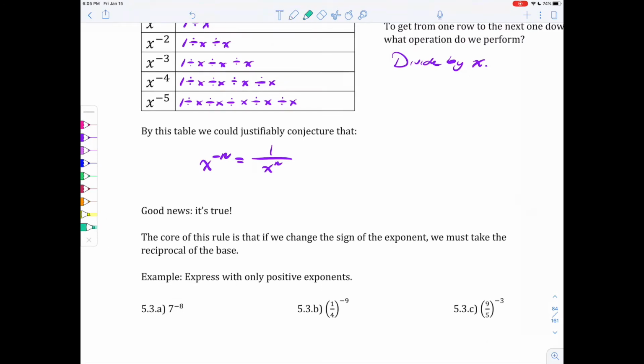So, taking a look at this, when we look at any sort of power with a negative exponent, what we're going to do is change that negative exponent into a positive exponent. We're going to change the sign. But in order to do that, we also have to take the reciprocal of the base. So we're essentially flipping that fraction.